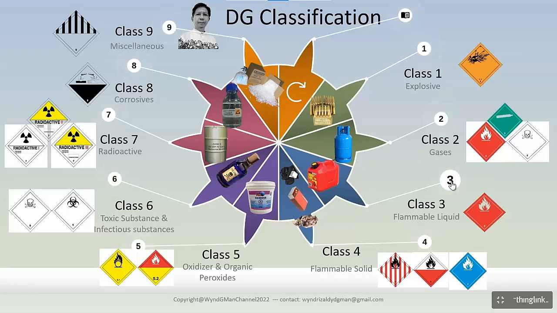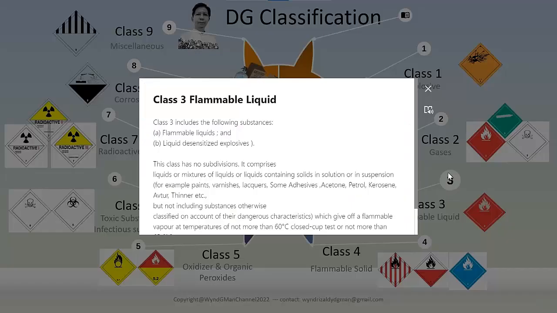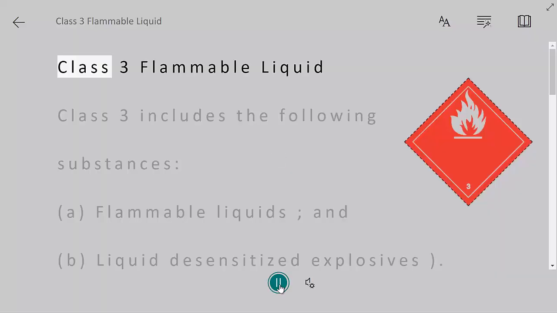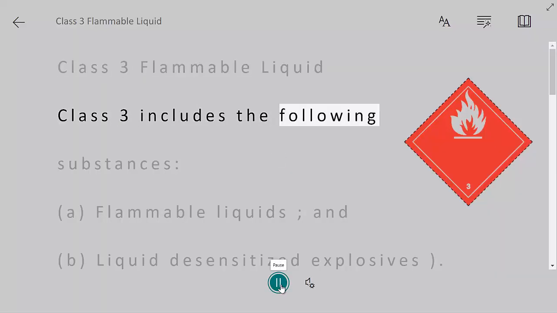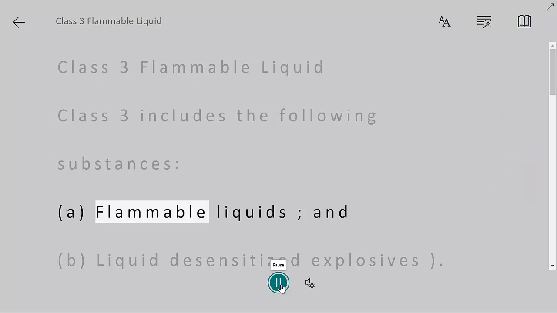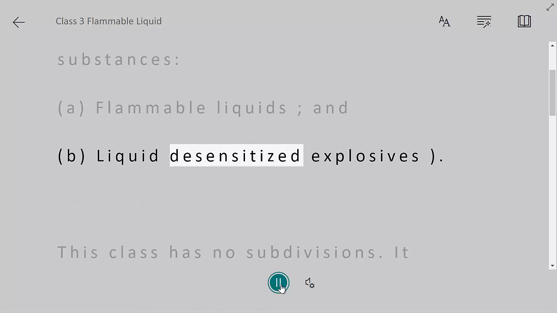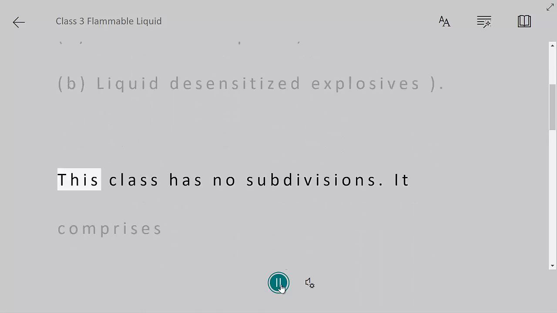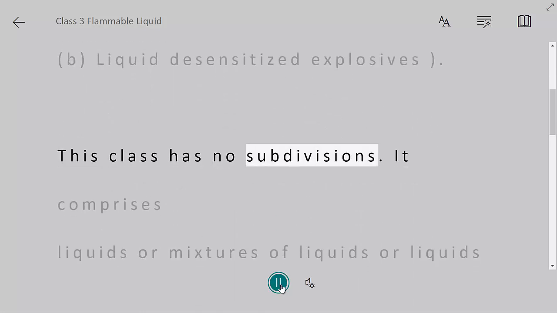And Class 3. Class 3 flammable liquid. Class 3 includes the following substances: flammable liquids, and liquid desensitized explosives. This class has no subdivisions.